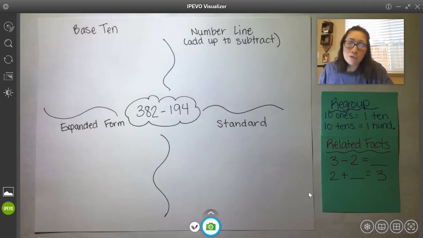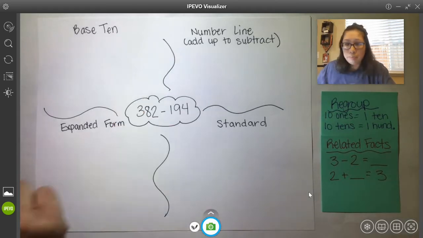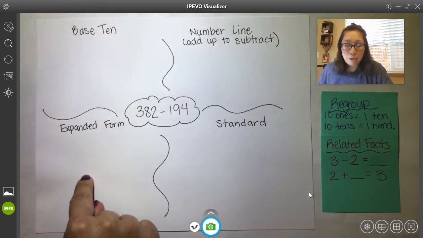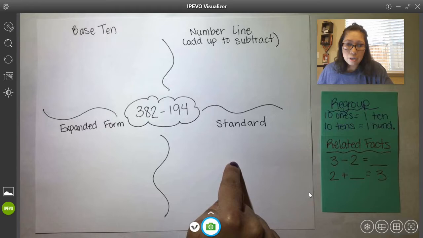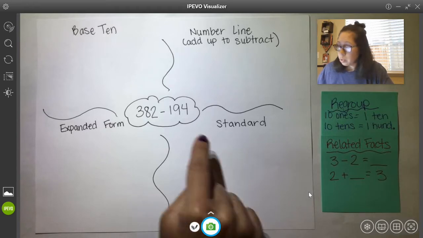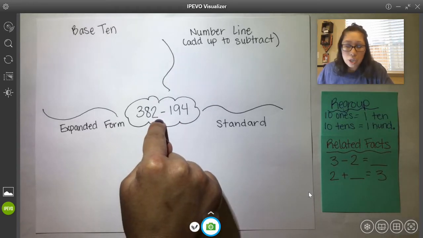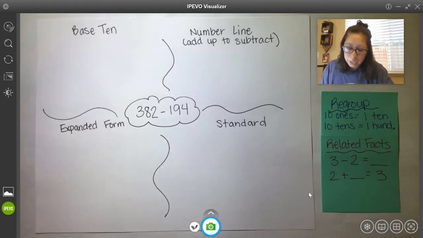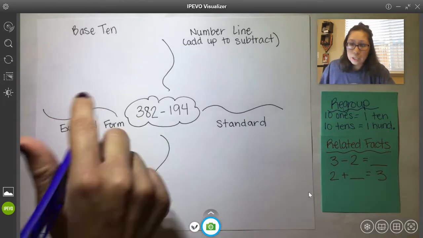I'm going to be showing you 4 different strategies for subtraction today. We're going to be using base 10, number line, expanded form, and standard. We are going to be using the same equation for all 4 strategies: 382 subtract 194. Let's get started with the base 10 strategy.